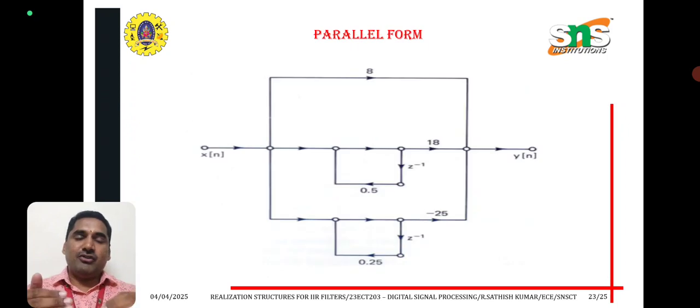Similarly for parallel form, x of n multiplied with the constant term 8. Again x of n multiplied with 1 minus 0.5 z inverse, multiplied with the constant term 18. Again 1 minus 0.25 z inverse multiplied with minus 25, we can get the similar. This is the parallel form structure that can be simulated in parallel, giving the output as y of n.